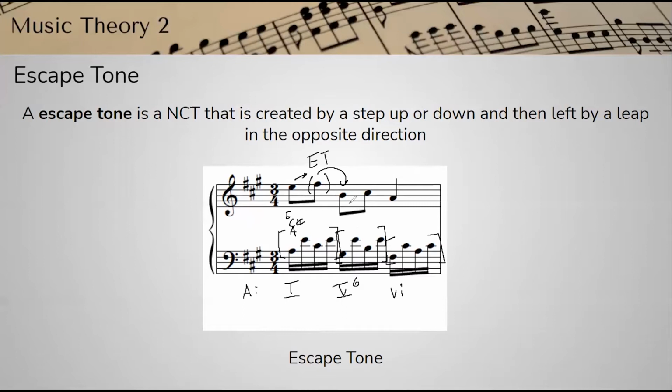Okay, and then over here, same thing, that B is part of the 5/6 chord, but this C sharp does not belong in that chord. So that C sharp, again, we create it by going up a step and then leaping away from it. So again, that's another escape tone. So 2 escape tones here.